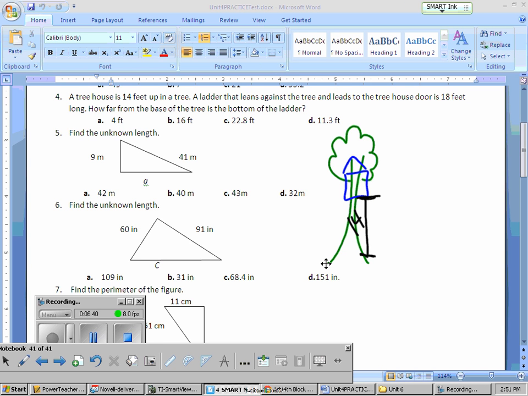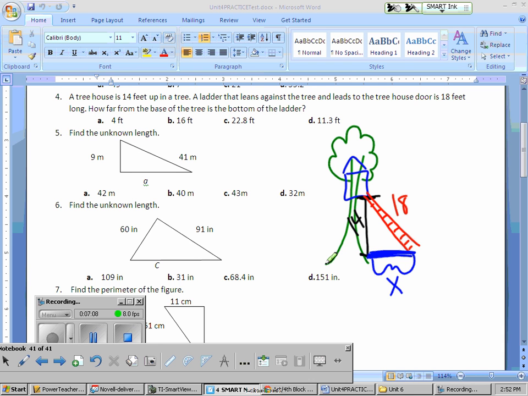Then it says that you have a ladder that's leaning up against the tree. So our ladder is leaning this way, and it is 18 feet long. And it wants to know how far from the base of the tree is the bottom of the ladder. So it wants to know what this distance is. We're going to call it x.